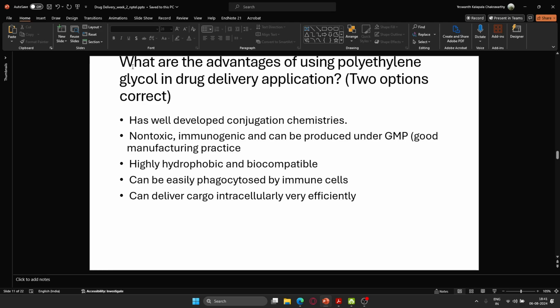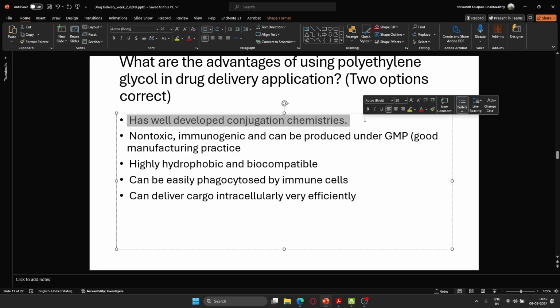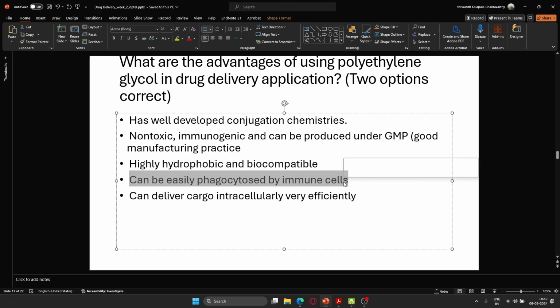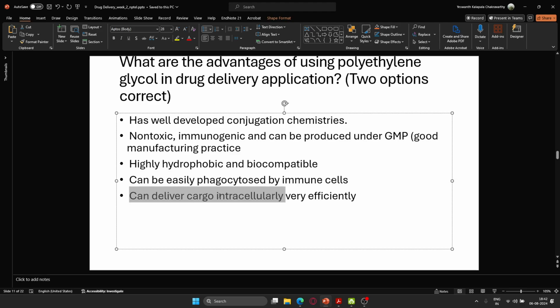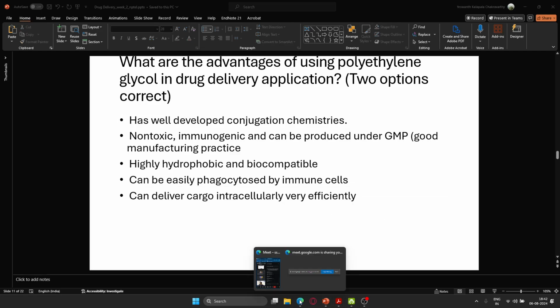Okay, moving on. What are the advantages of using polyethylene glycol in drug delivery applications? Two options are correct here. PEG has well-developed conjugation chemistries. It is non-toxic, immunogenic, and can be produced under GMP, which is good manufacturing practice. It is highly hydrophobic and biocompatible, can be easily phagocytosed by the immune cells, or can deliver cargo intracellularly very efficiently. So, what are the main advantages of using PEG?